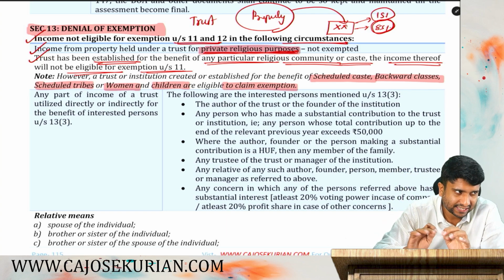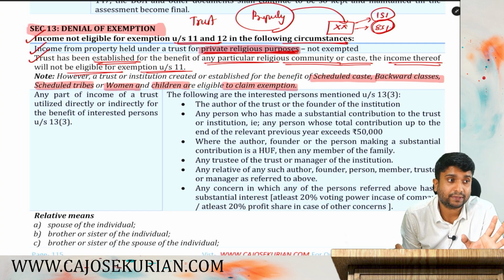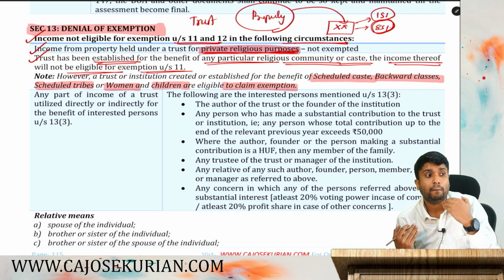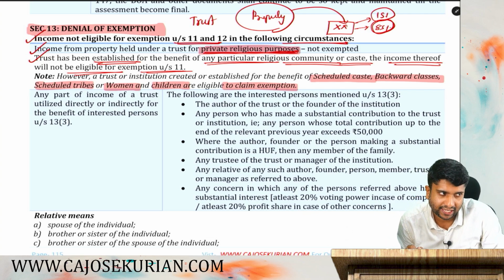I hope this much is clear. Moving on. First of all, you have to be a public trust, then only you can claim the benefit of exemption. What is public trust? Your beneficiaries are the general public. If you are restricting it in a way, then you are not eligible for any exemption.